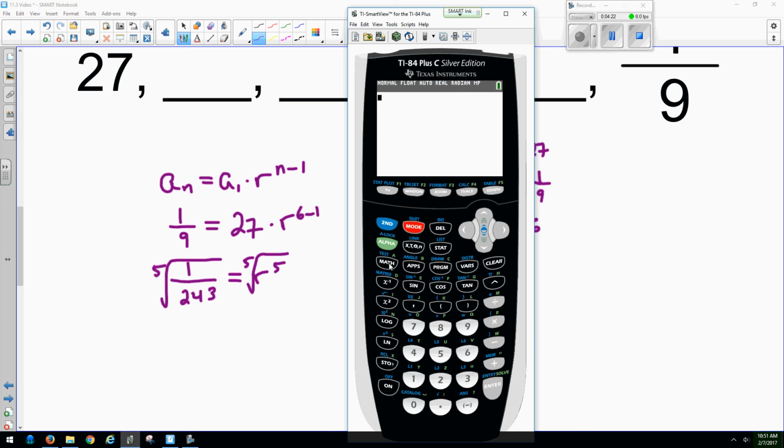Okay, so under the math menu, you can see this 5th option right here. You can identify what root you want to take, but you have to type in that number first. So go ahead and quit out of that screen. We're going to say that we want the 5th root. Go back into math, option 5, and then I'm going to put this fraction in here, 1 over 243. So we can see that our common ratio here is 1/3.